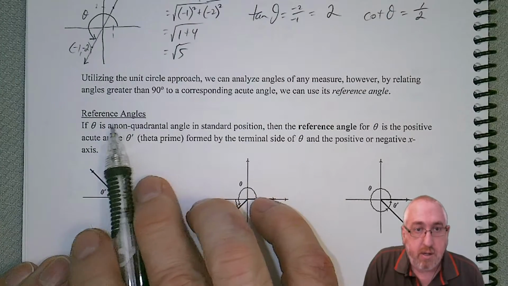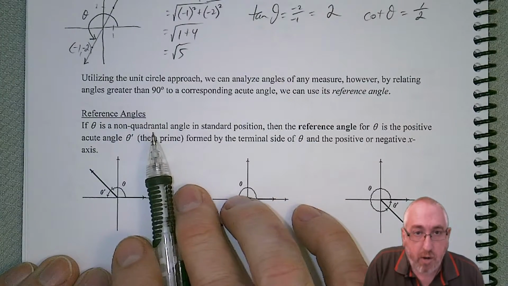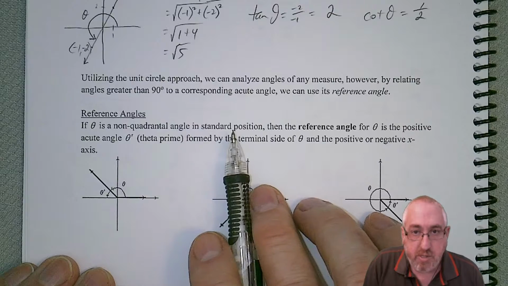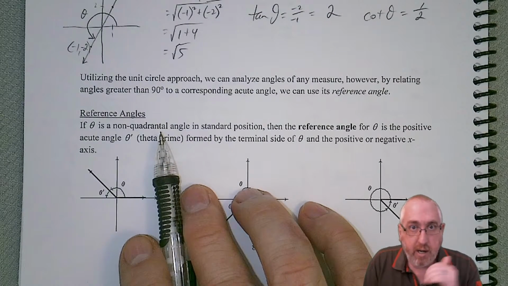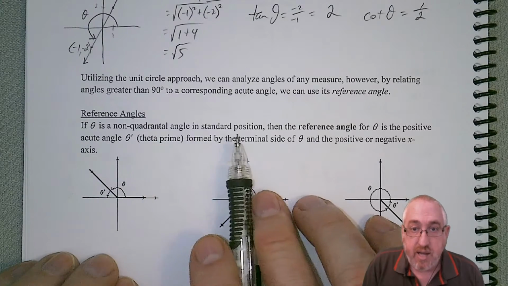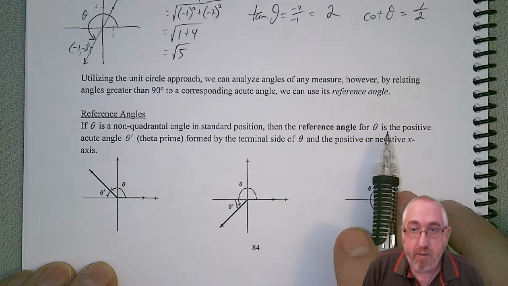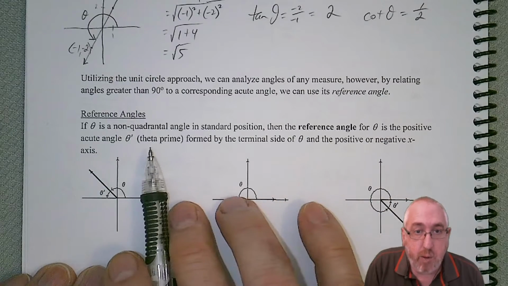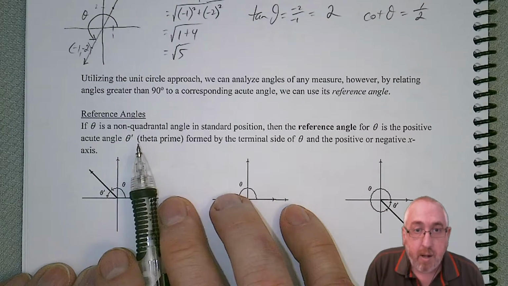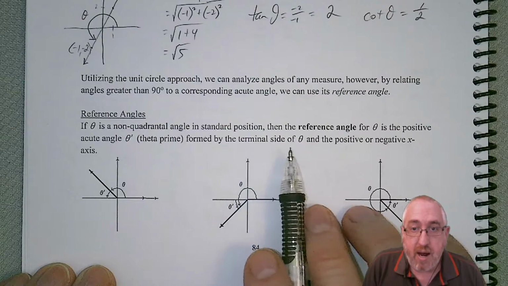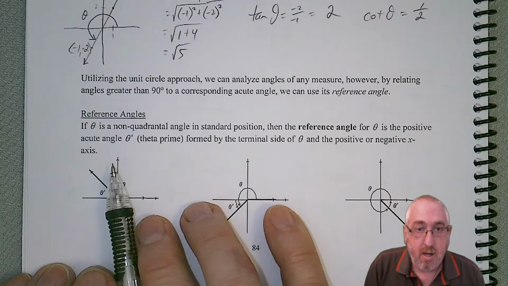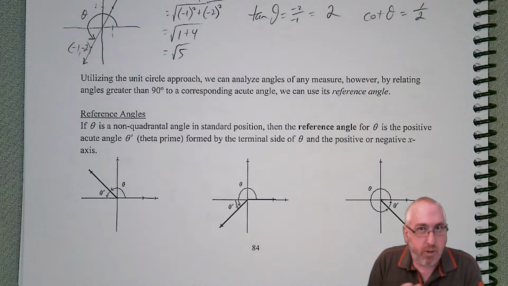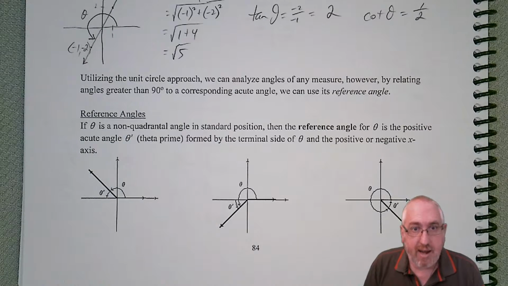So reference angles. If theta is a non-quadrantal angle in standard position, so non-quadrantal means not 90 or 180 or 270, then the reference angle for theta is the positive acute angle theta prime, formed by the terminal side of theta and the positive or negative x-axis. Very important that we don't try to use the y-axis in developing these reference angles, just the x-axis.